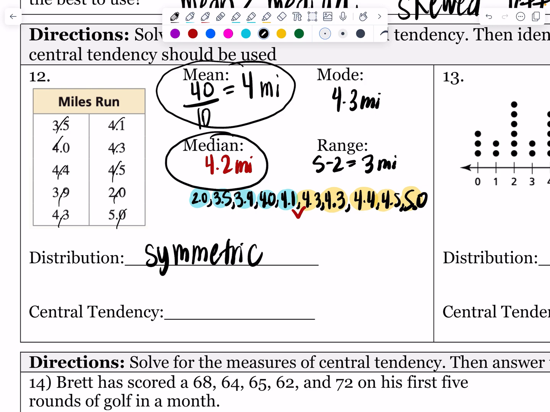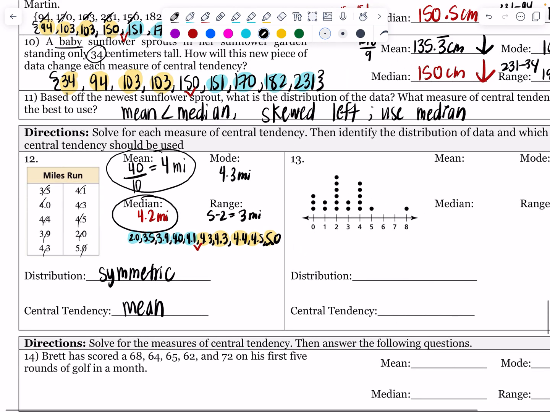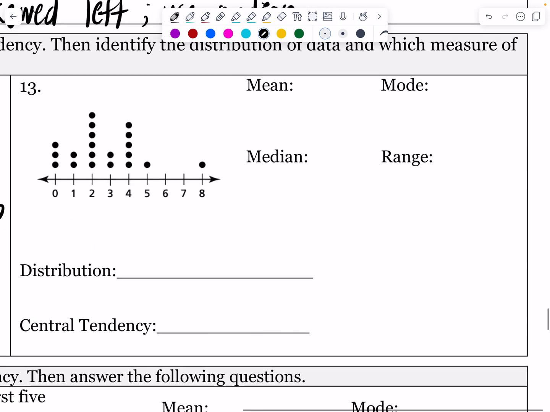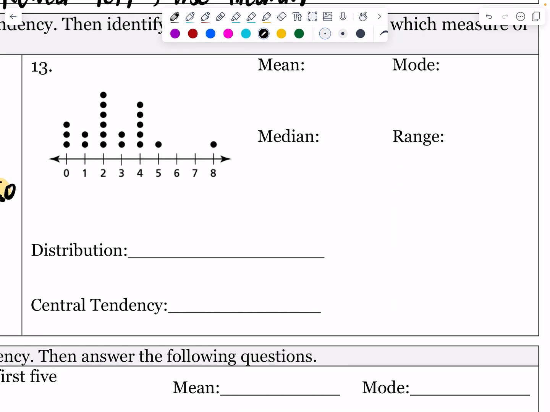It's pretty close to each other. Now, you do kind of have to look at how spread apart these are. The measure of central tendency you could use here is the mean, because that number of miles is not going to be that different.